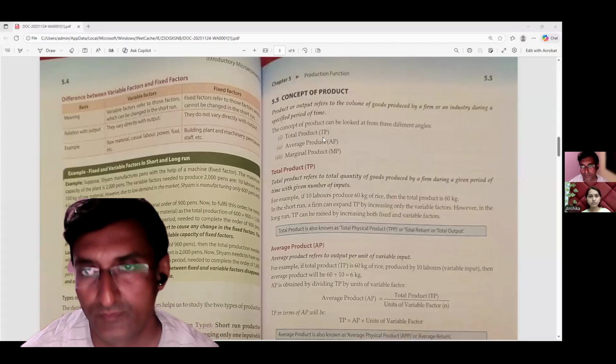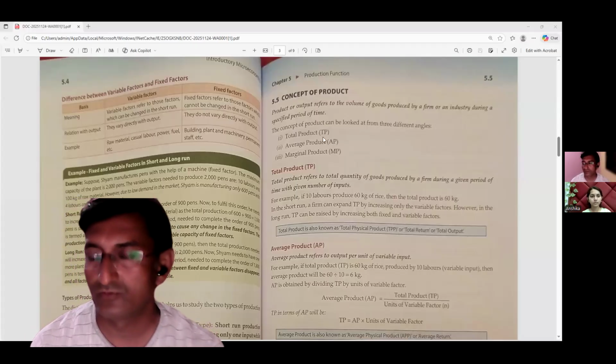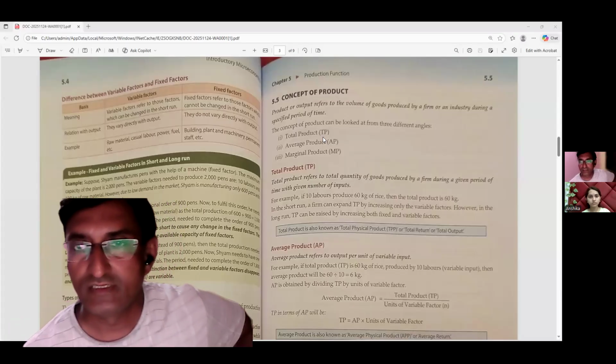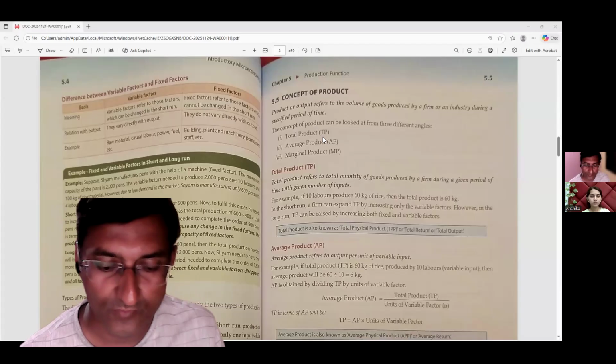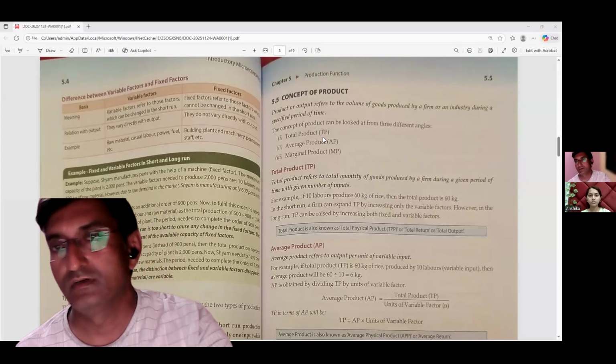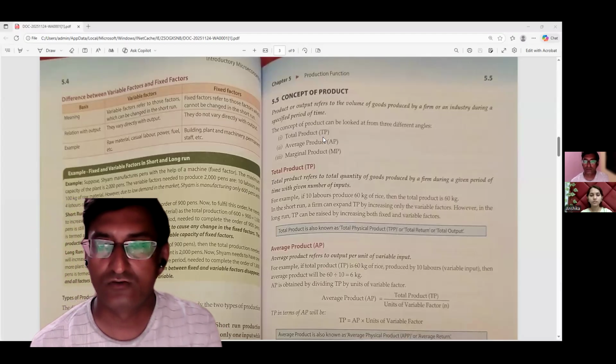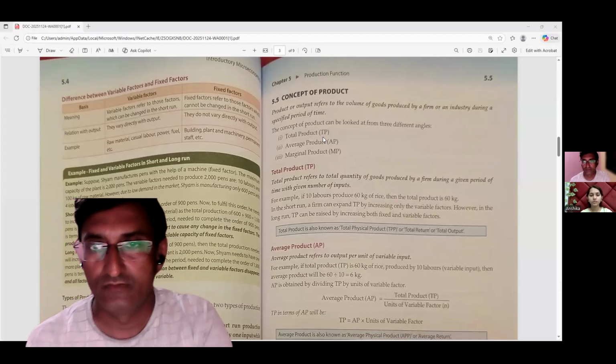Let's start once again with the production function. Under this, we are going to start with the concept of product, right? So basically, this is the important part. These are the important points under this chapter. We're going to cover it, and after that, some numerical questions will be asked on this point as well, right?